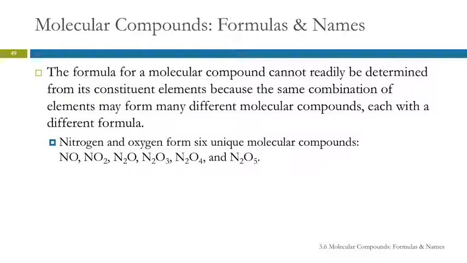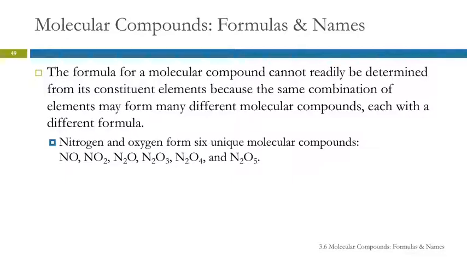Molecular compounds have two nonmetals. If it's got a metal in it, it's an ionic compound. So here we just have nonmetals. We can't figure out the formulas from the charges on the ions because there aren't any ions.